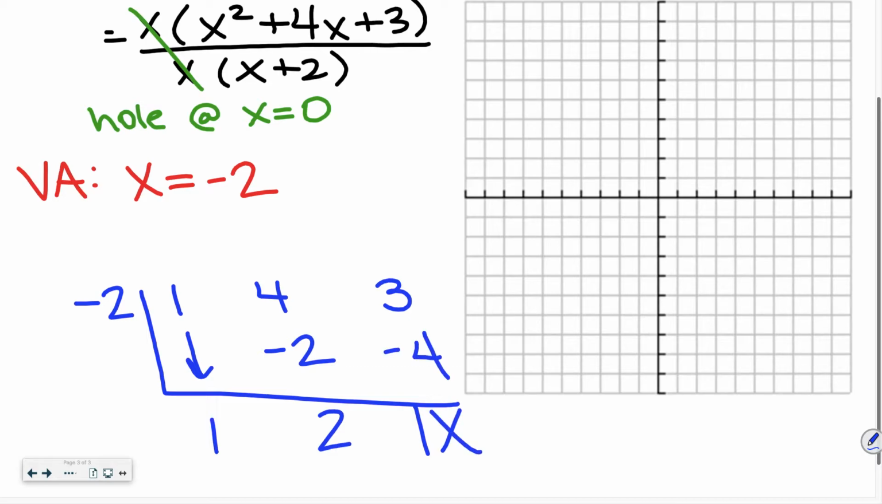Remember, the remainder does not matter. I don't care about it. Don't find it. Left from our division is x plus 2. So our slant asymptote is y equals x plus 2.